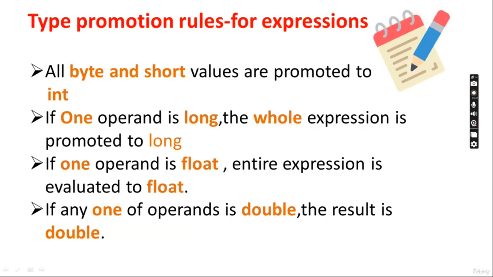Now write down these four type promotion rules for evaluating expressions. All byte and short values are promoted to int. First rule: if one operand is long, the whole expression is promoted to long. If one operand is float, the entire expression is evaluated to float. And if any one operand is double, the result is evaluated to double. So these four are very important lines. You should understand them properly and write them down.